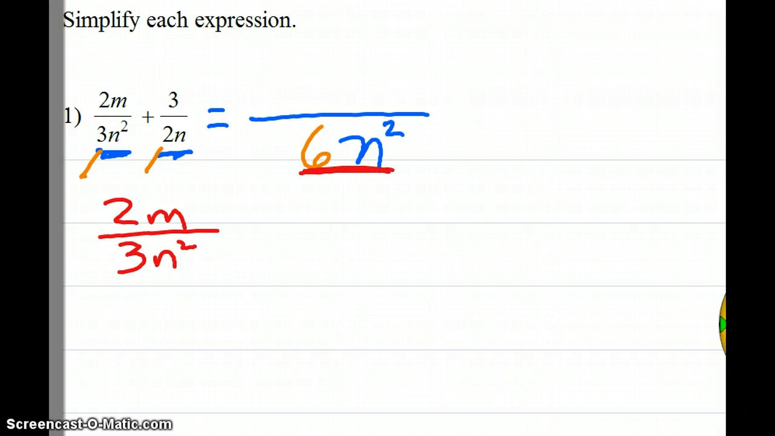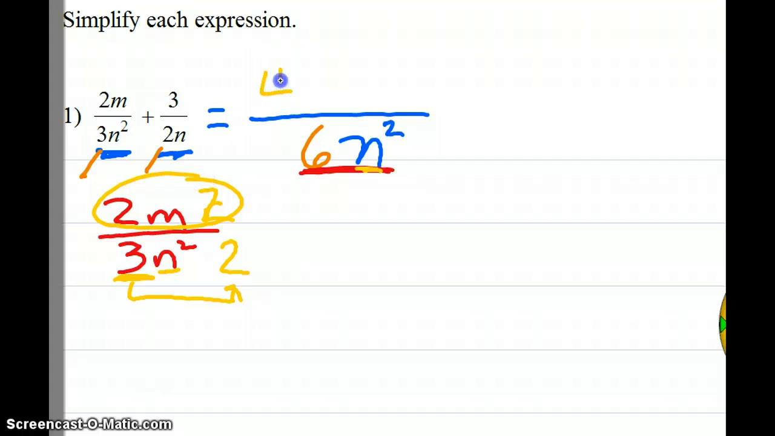What we want to do is first think about the number. So 3 times what is 6? That would be a 2. And since we have an n squared, we don't need to multiply by an n squared. But we'd multiply the top also by 2. So if we multiply the numerator by 2, we'll have a 4m.